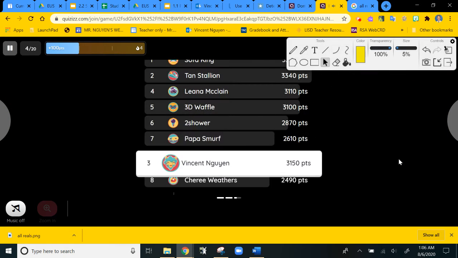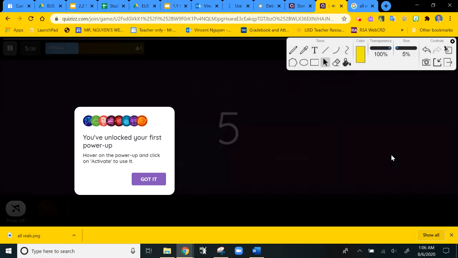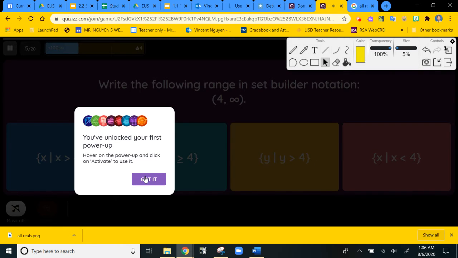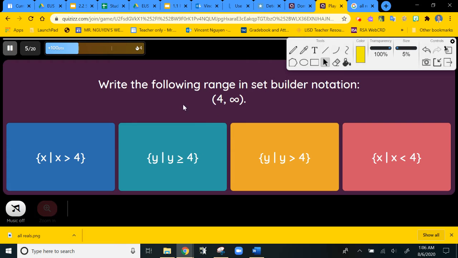Help me study. What? Oh, could you help me study? What is this? Oh, I got a power up. Write the following range in set builder notation.